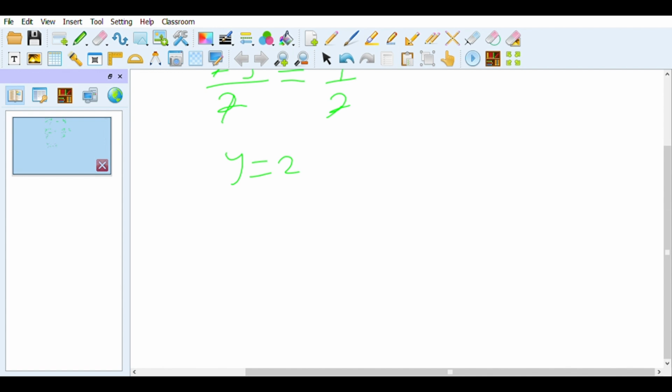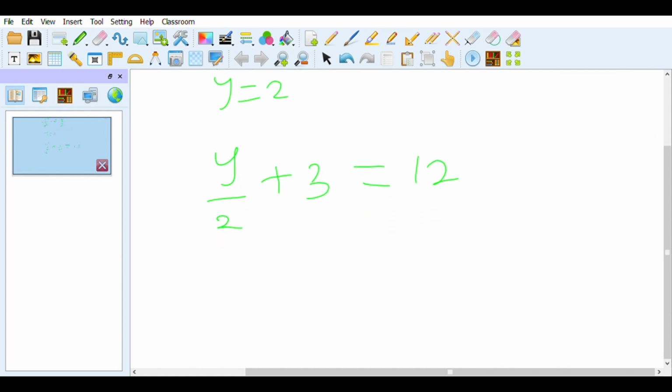Okay, what if we have a division in an equation? Division has to be taken care of first. Anytime you solve a fraction that involves a denominator, take care of the denominator first. So let's take, for instance, we have y over 2 plus 3 is equal to 12. Y over 2 plus 3 is equal to 12.